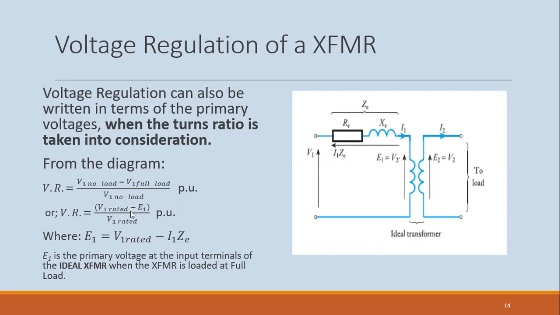You can read through this, but we will do some calculations shortly to show it more clearly. I'm making the point here that E1 is the primary voltage at the input terminals of the ideal transformer. Remember, what is enclosed by the bracket here represents the ideal transformer.